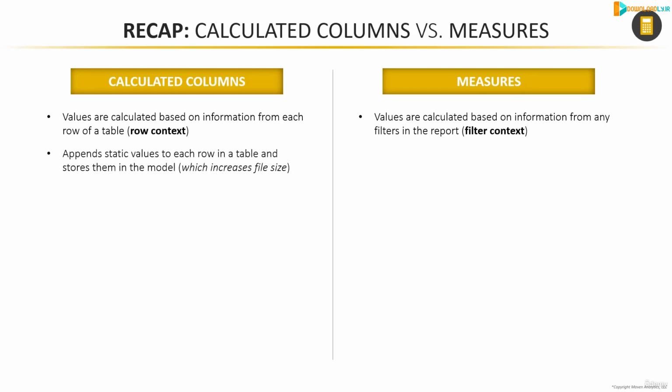Calculated columns actually append static values to each row within a table, and it stores them in the tables within your model. This increases your file size. Measures, on the other hand, don't create new data in the tables themselves. Therefore, they don't increase the file size of your model.